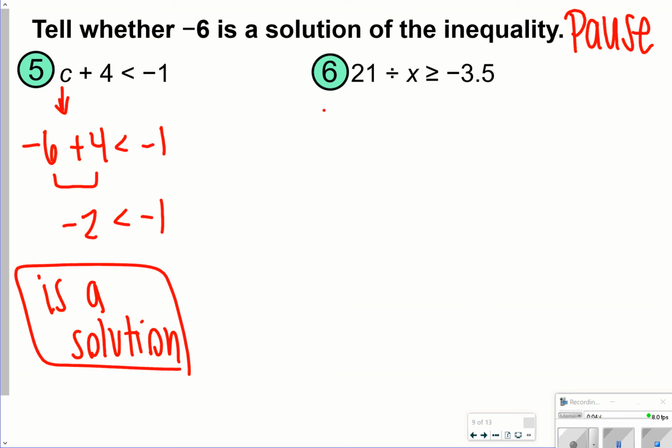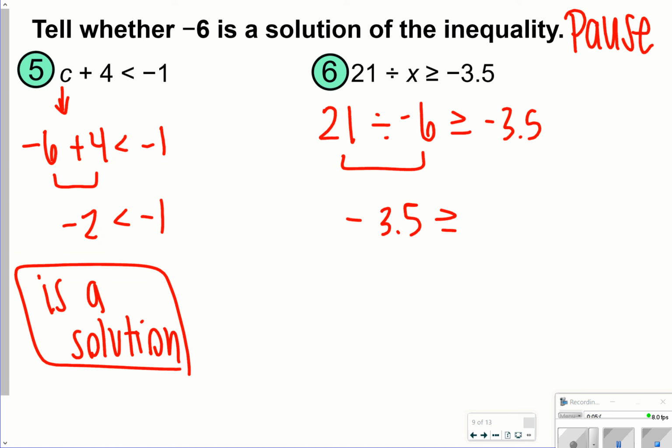Over here, if I plug in negative 6, 21 divided by negative 6 greater than or equal to negative 3.5. I'm going to go ahead and type that into my calculator. 21 divided by negative 6 is negative 3.5. So we're basically trying to figure out, is negative 3.5 greater than or equal to negative 3.5? And yes, this one is also a solution.